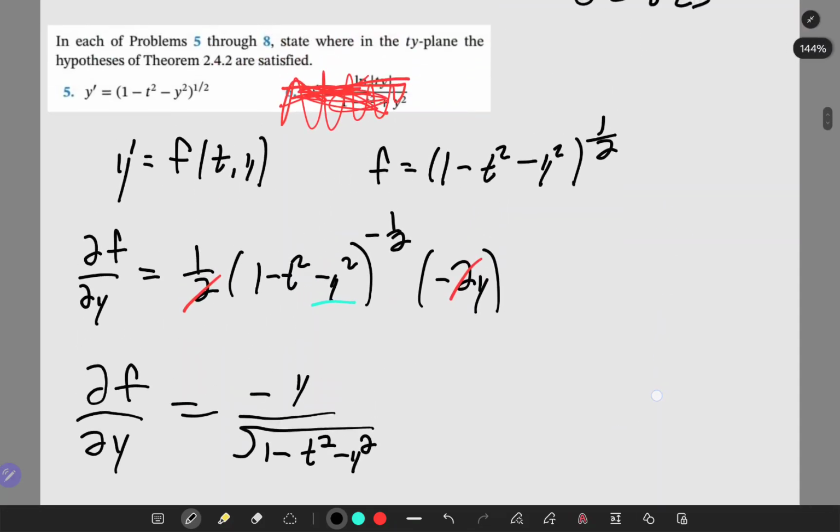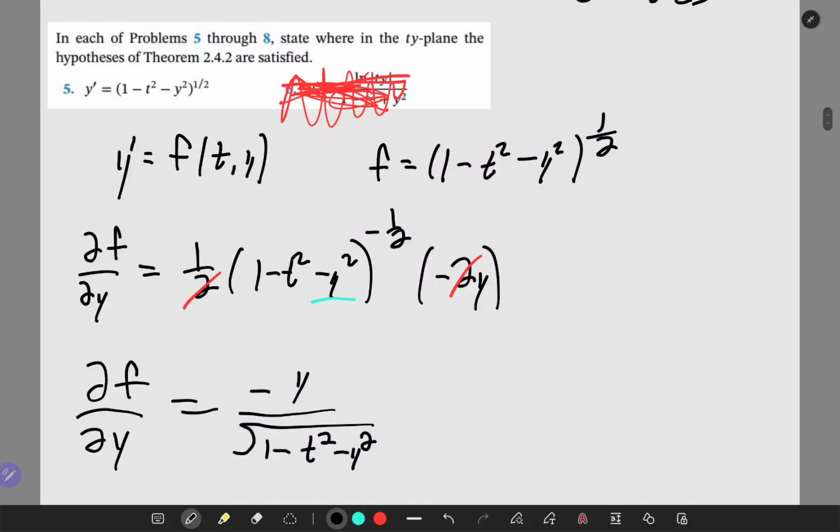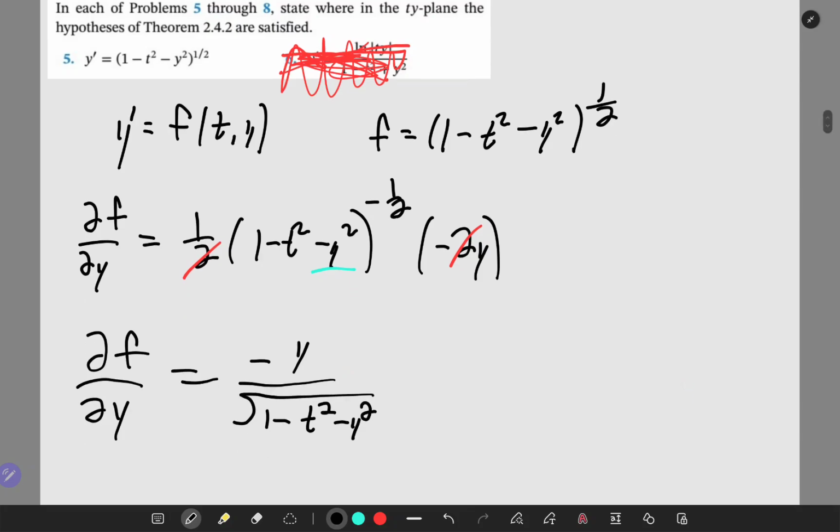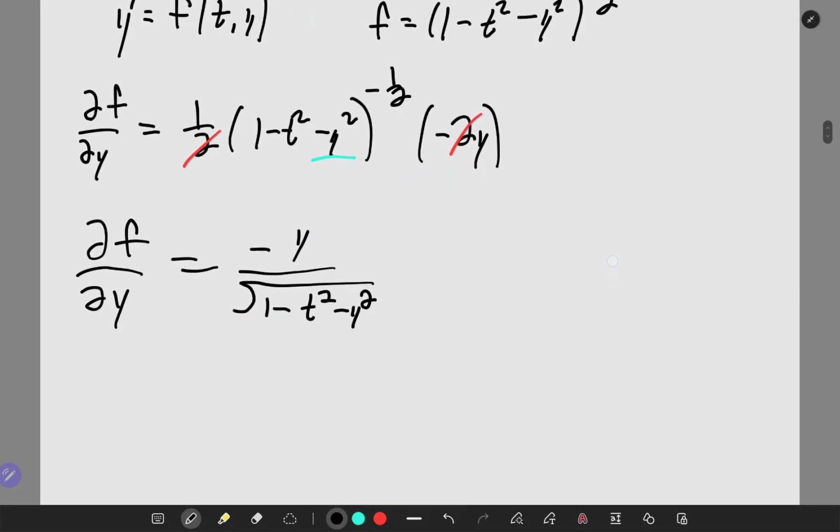You'll see in a second what I mean. If you've taken Calc 3, it'll be very obvious. But if not, that's okay. It's a little bit to think about, but now we can look at the domain of the partial. So now if you look at the domain of the partial, let's see here. So we have 1 minus t squared minus y squared is greater than 0, right?